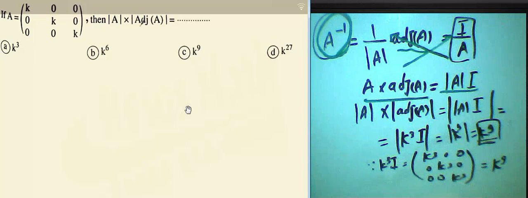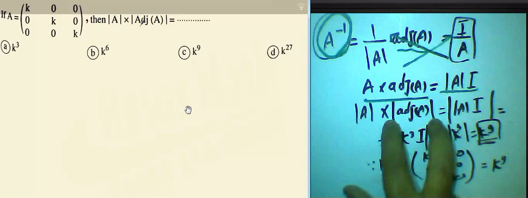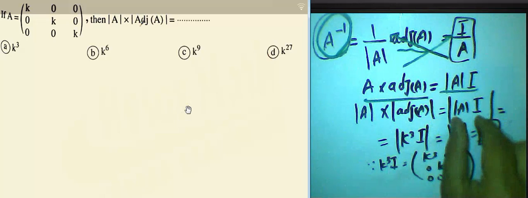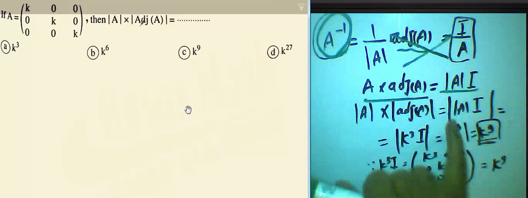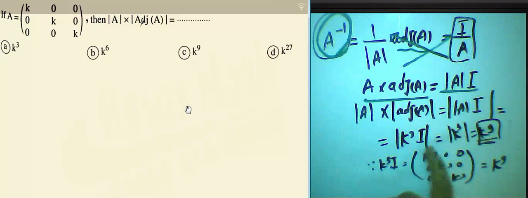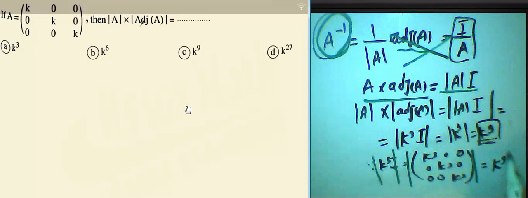And use the distributive property on the determinant of all terms: determinant A multiplied by determinant adjoint A equals determinant of A multiplied by I. The result will be k cubed times I. It means k cubed, k cubed, k cubed on the diagonal, because I has 1, 1, 1 on the diagonal and 0 elsewhere, multiplied by k cubed for all terms. The result will be the determinant, k to the power 9. Okay, letter C.